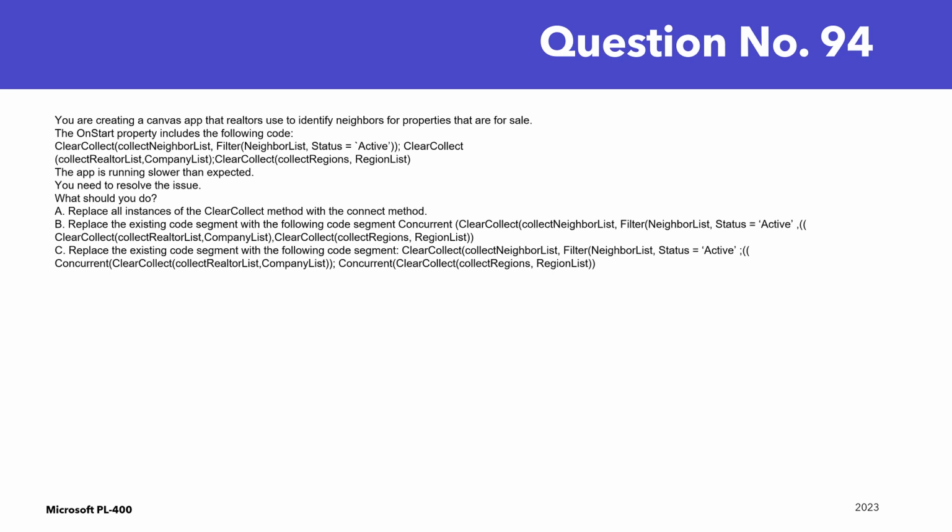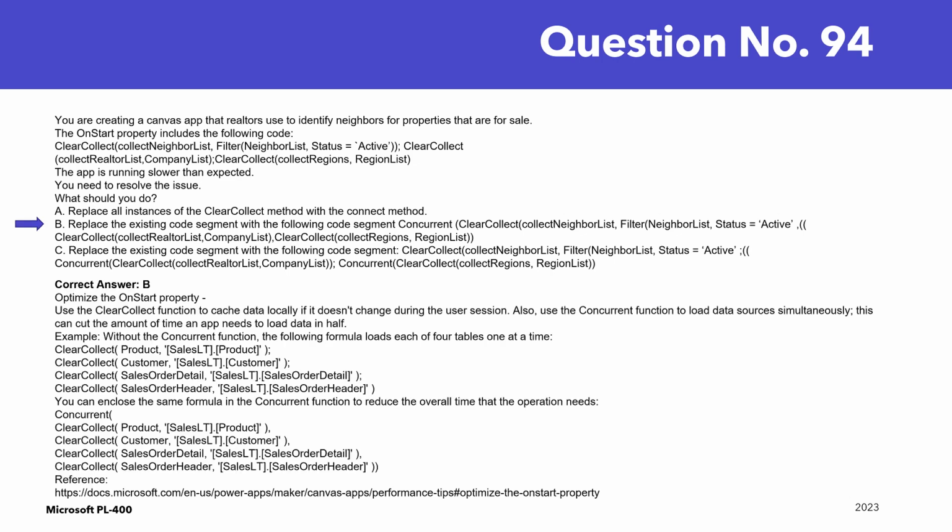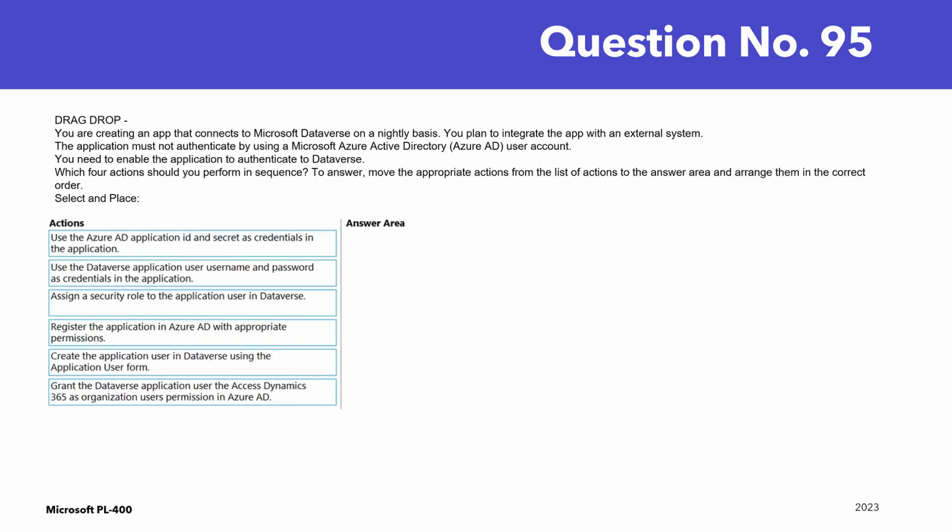C. Replace the existing code segment with the following code segment: ClearCollect neighbor list, Filter neighbor list, status equals active, Concurrent ClearCollect realtor list, company list, Concurrent ClearCollect regions, region list. Correct answer, B.